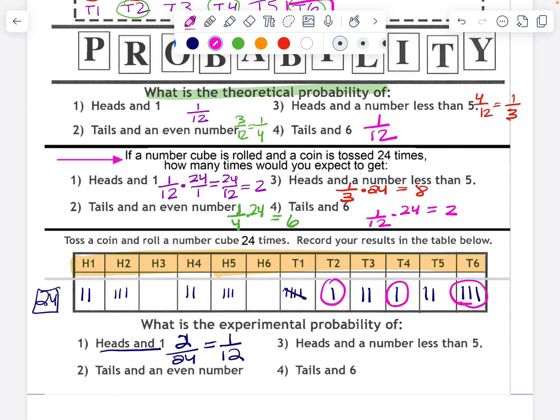I won't finish because you'll have different data than I will with these notes since you're actually trying it in class. But that wraps up the experimental and theoretical probability. Thanks for watching.